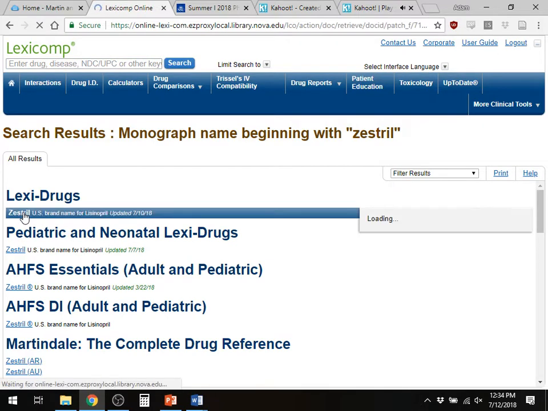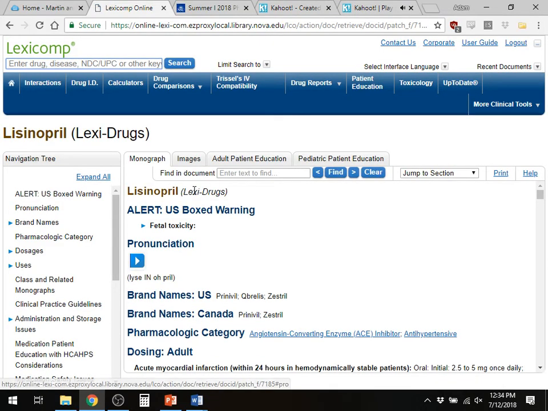Okay, so I'm going to click that. And so we said, what was my disease state that I'm treating? Hypertension. It's good to remember your indication, right? You want to dose this for. So, okay. So now I have all this information here at my disposal. So the first thing I want to do is, all right, well, how do I want to dose this medication? So let's go ahead and scroll down.